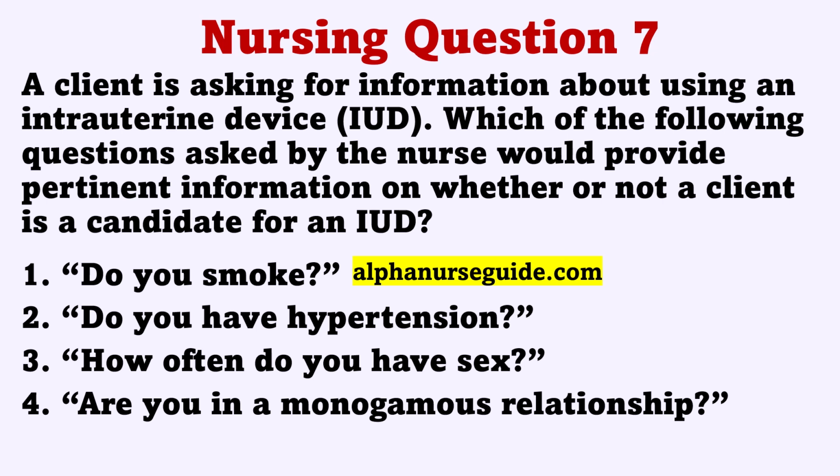The correct answer is 4. Are you in a monogamous relationship? Due to the increased risk of pelvic inflammatory disease, candidates for the IUD should be in a monogamous relationship. Smoking and hypertension are not contraindications for an IUD. The frequency of sexual relations will not affect IUD use.